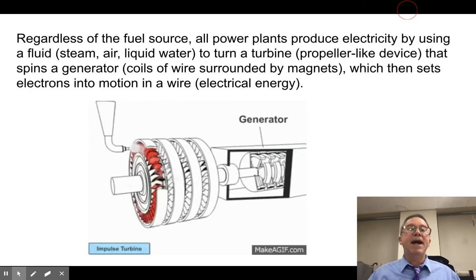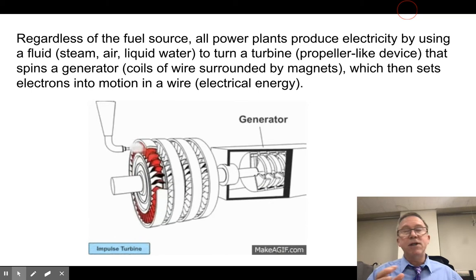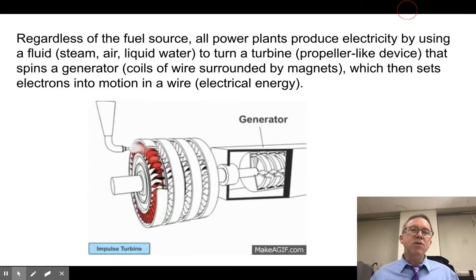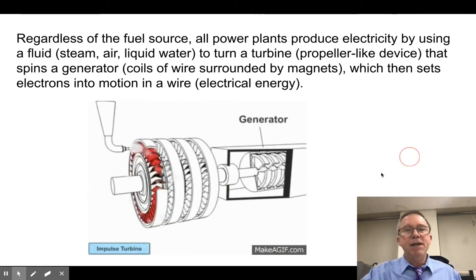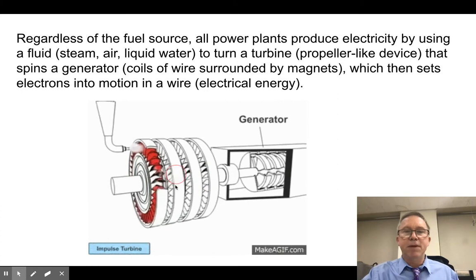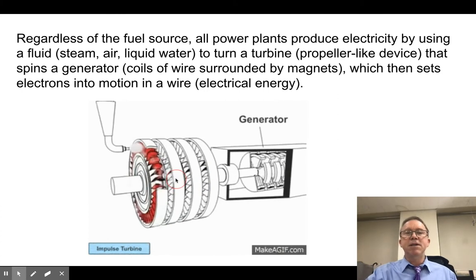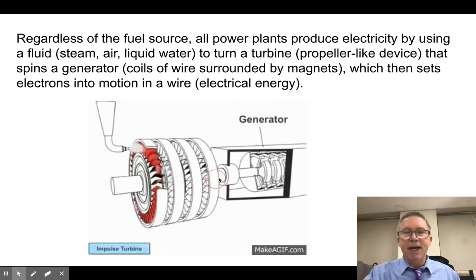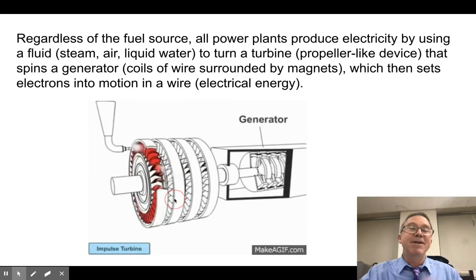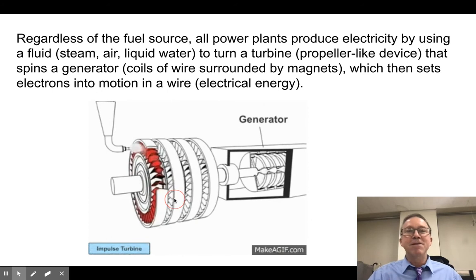So let's just talk about how it happens. Regardless of whether I'm using coal, natural gas, nuclear, or hydroelectric, in every case, essentially what I'm doing is spinning a propeller-like device called a turbine. And this turbine is basically a series of propellers that are connected to an axle. Sometimes I'm going to say turbine, sometimes I'm going to say turbine. I don't know why. I've always mixed the two up.